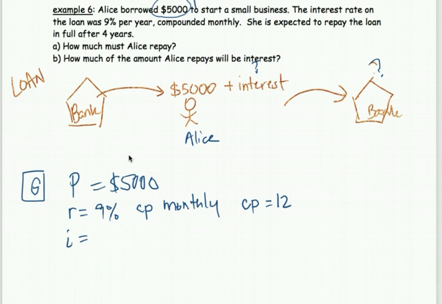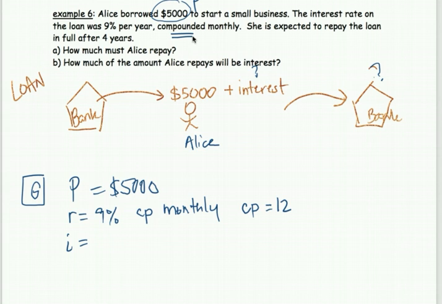We know it's a compound interest problem, because it's compounded monthly and so forth. So for the interest, remember, take the percentage and change it to a decimal by dividing by 100, and then we're going to divide by the compounding period. So that's 12. Basically, the bank is going to charge her interest every month, so you end up with a percentage like that. It's 0.75% every month she gets charged interest, okay?